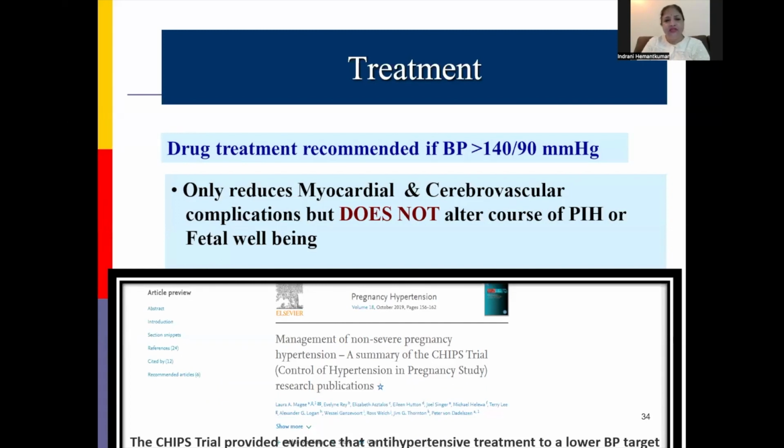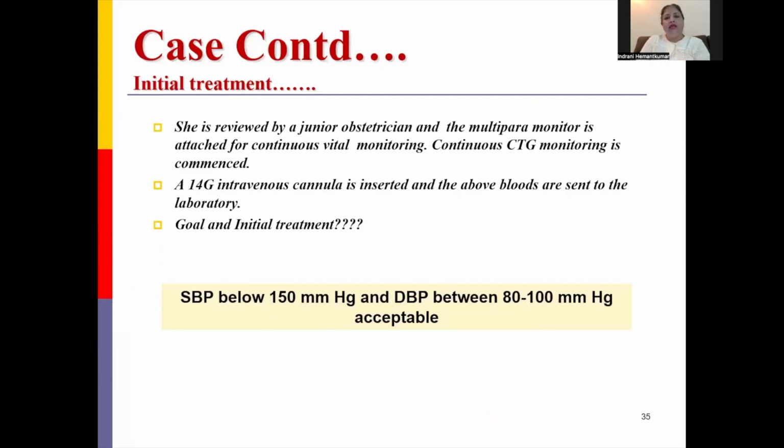The first is to reduce the blood pressure to less than 140/90. And remember, all the drugs which you are using to reduce the blood pressure are only to reduce the myocardial and the cerebrovascular complications, but they do not alter the course of PIH or the fetal well-being.